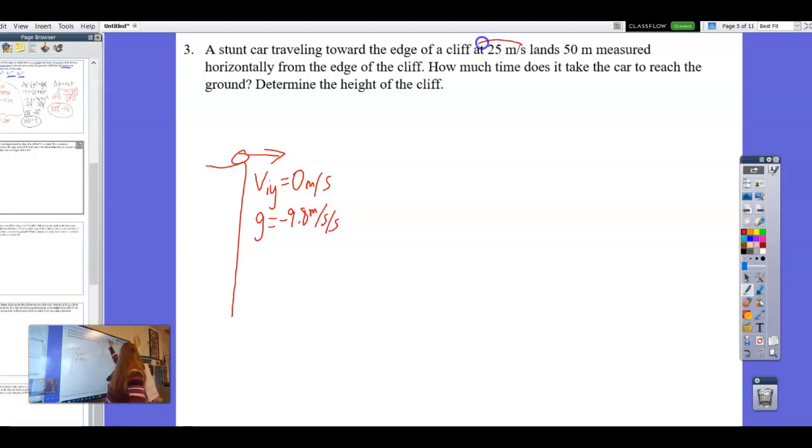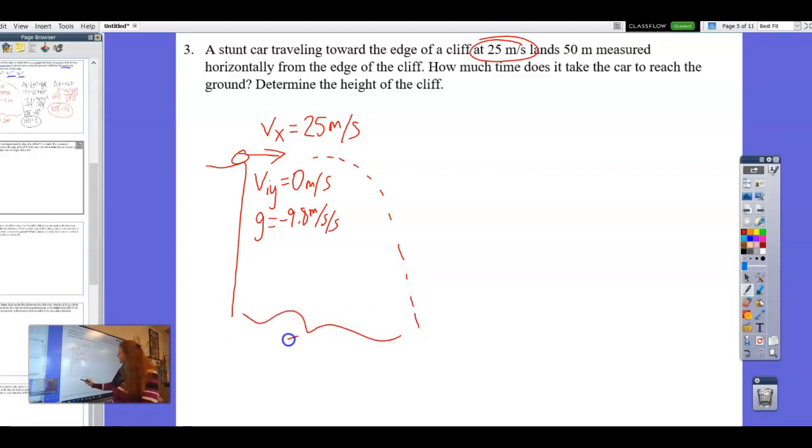Now, 25 meters per second is how fast the car is moving as it creeps towards the edge. So that's its speed right here. That represents a horizontal velocity. Now it goes off the edge apparently, so this is not a great situation for this car, and it lands 50 meters from the edge of the cliff. So that 50 meters represents a range, or delta x. So that's everything I know.